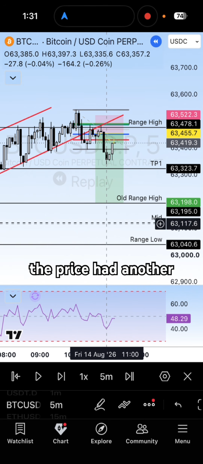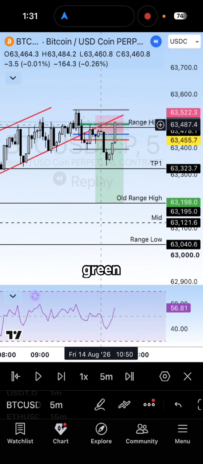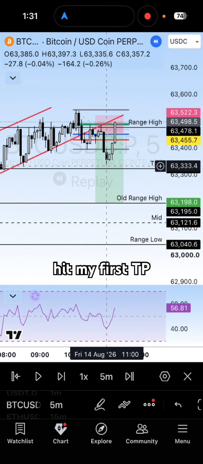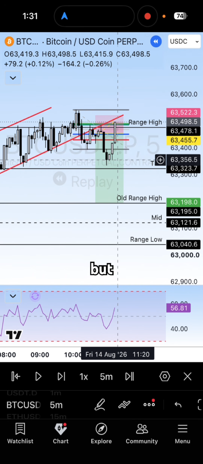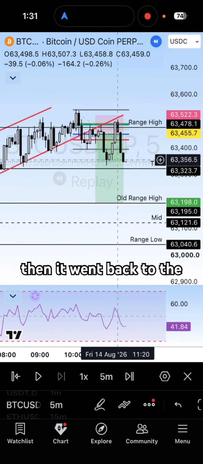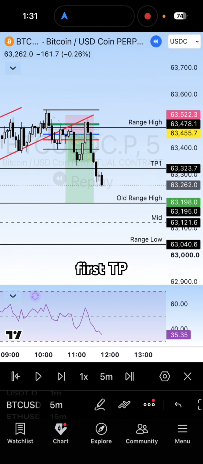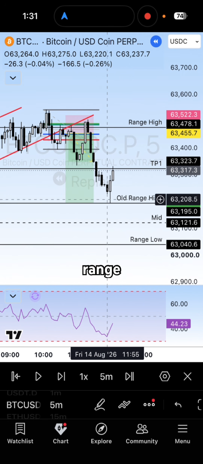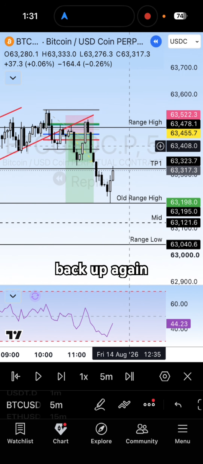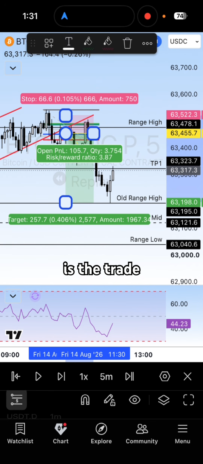The price had another retest in green, and this time around it didn't hit my first TP. It went up and almost went to my stop loss, but thankfully it didn't, and then it went back to the first TP and had a nice reaction at the old range high before going back up again. So this is the trade recap.